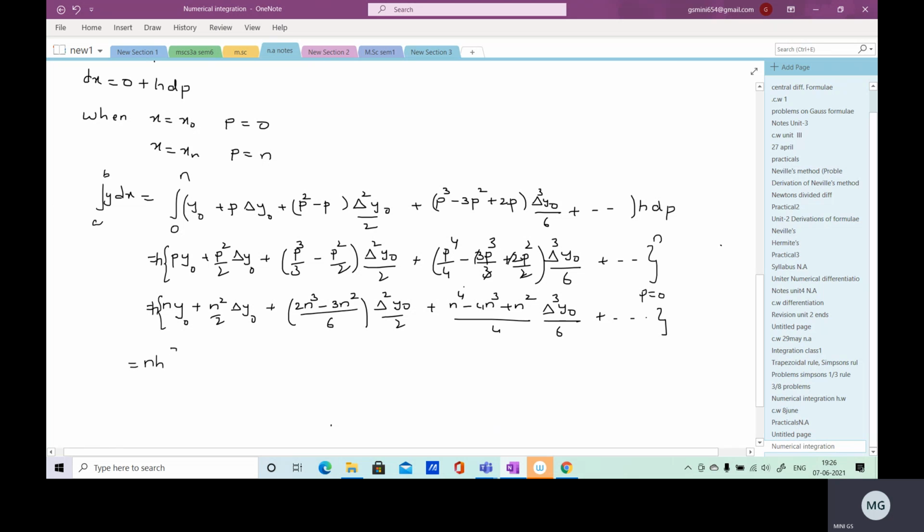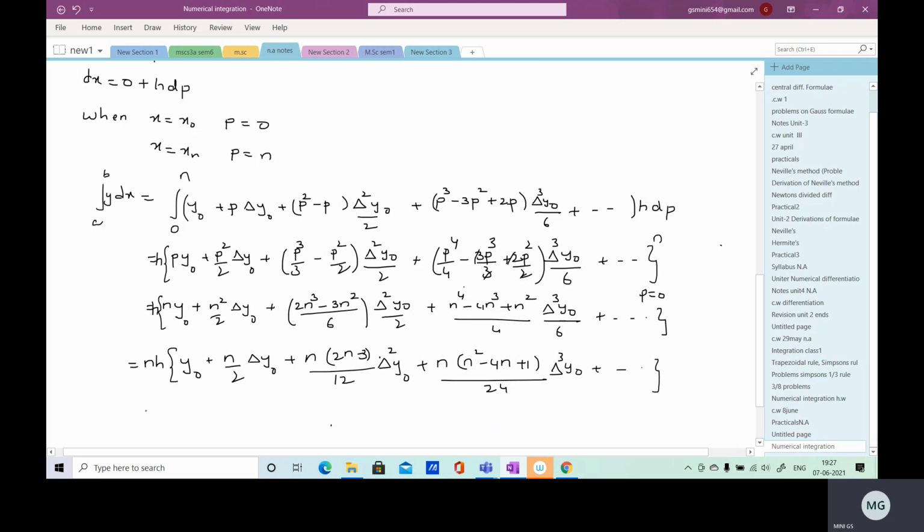Is equal to nh into the first term, plus here I will take n square common, but one n has gone outside, so one is sitting here. So this is (2n minus 3) by 12 times del square y naught, plus here also I will take n square common. One n is going outside the bracket, one is inside. So n into this is (n square minus 4n plus 1) divided by 24 times del cube y naught plus etc.